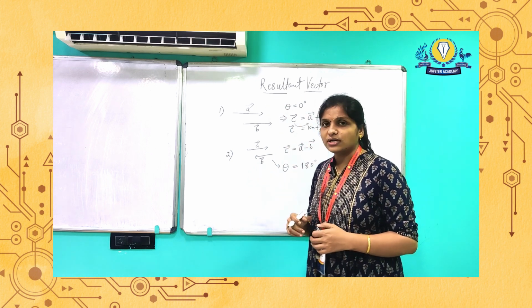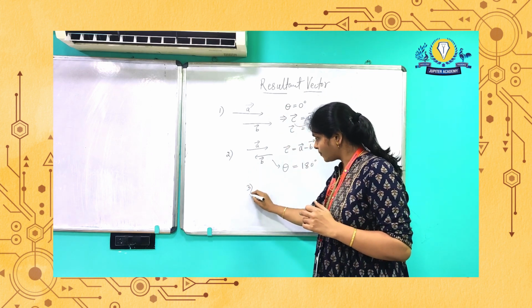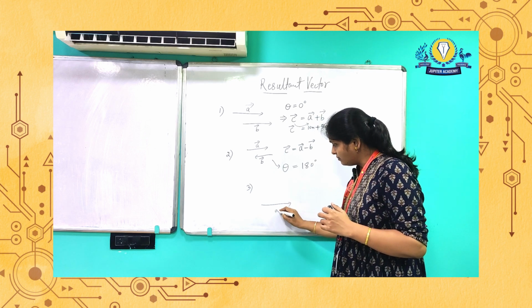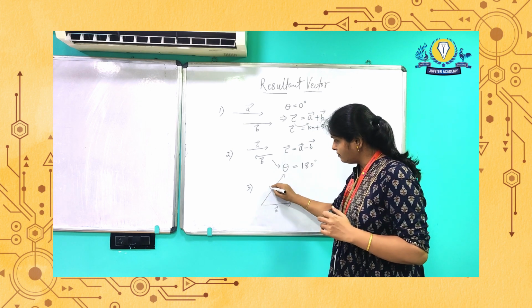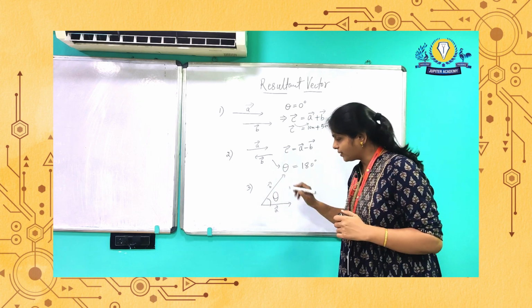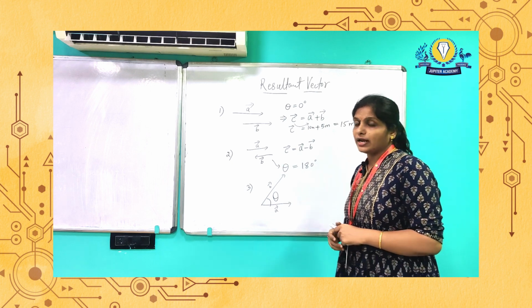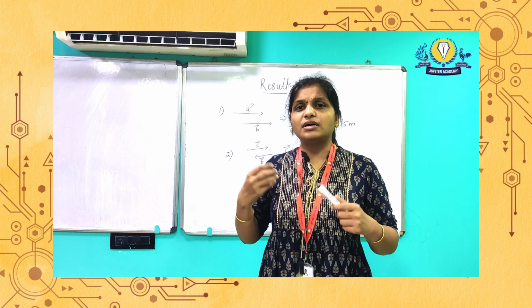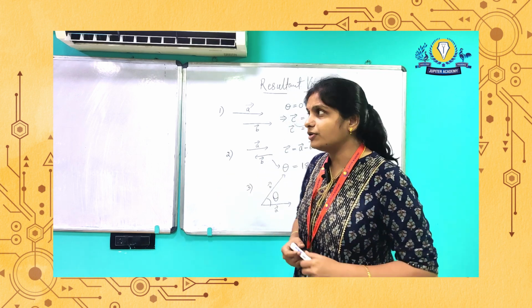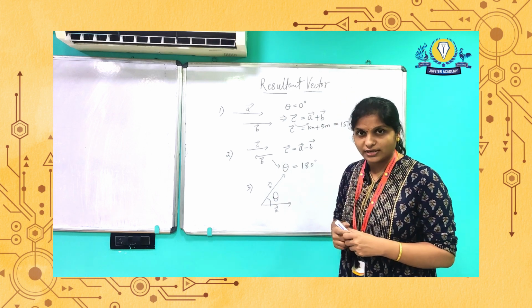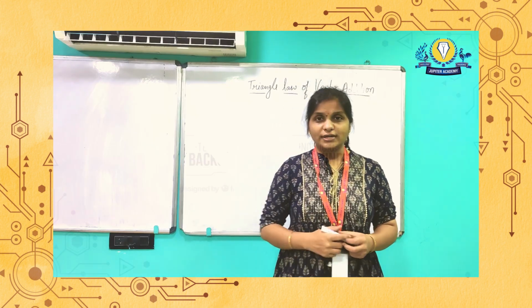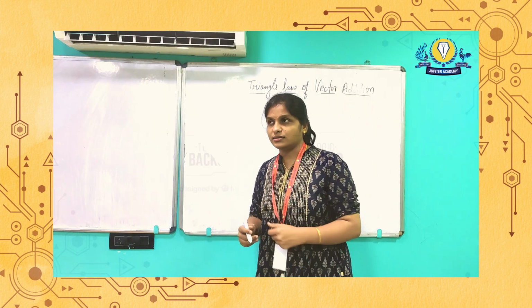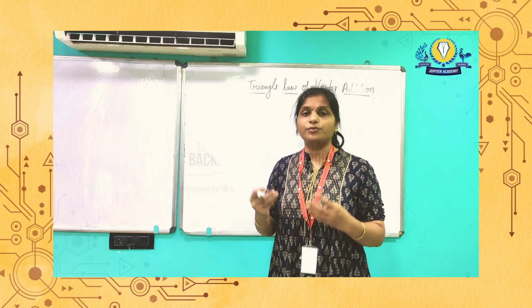Now we will see the resultant of two vectors when they are acting at an angle of theta. If it's 0 degree, we will add them. If it's 180 degree, we will subtract them. If it's some other angle like theta, then what do we have to do? That we will do from the triangle law of vector addition. Let's start this. This will give the resultant of two vectors which are acting at some angle.